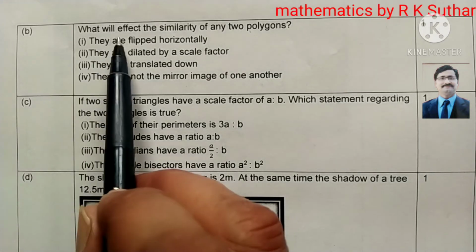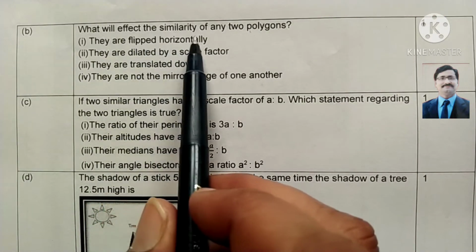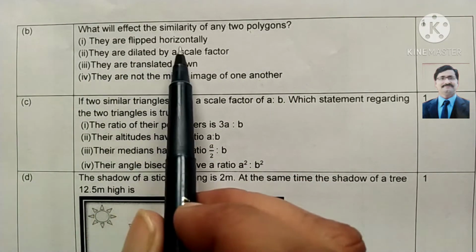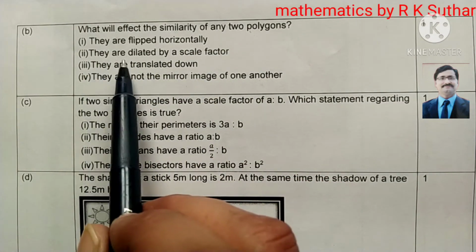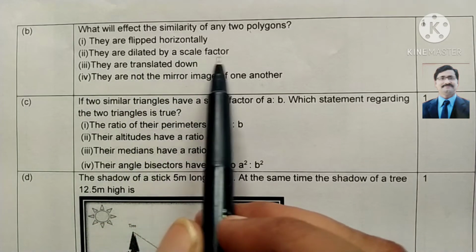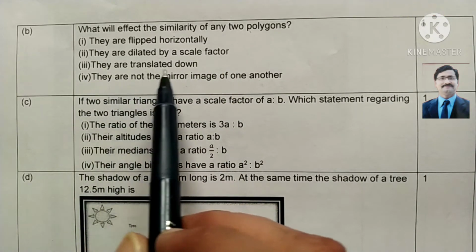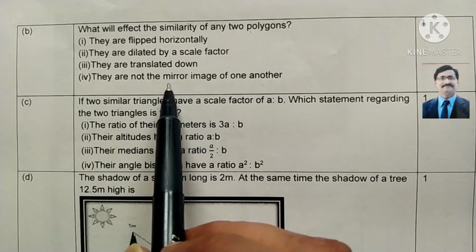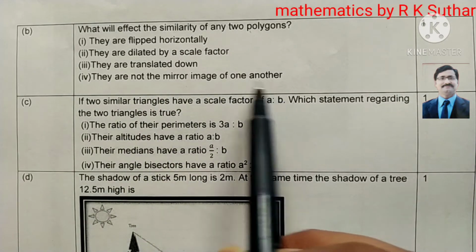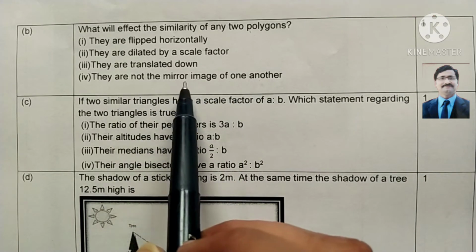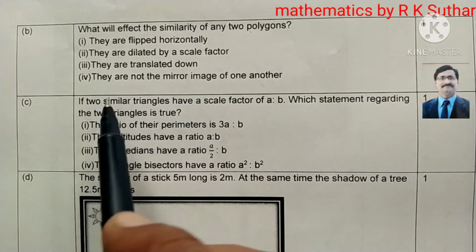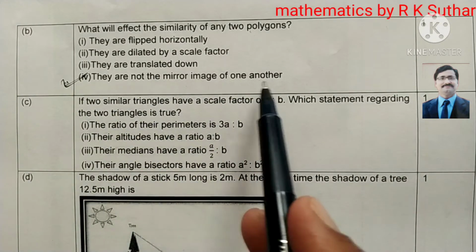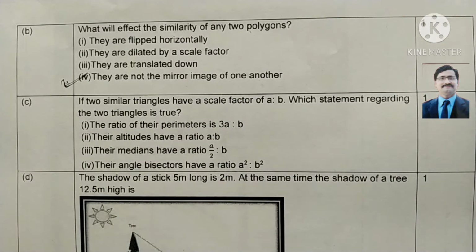Next question is what will affect the similarity of any two polygons. Look here, they are flipped horizontally. They are dilated by a scale factor. They are translated down, and they are not the mirror image of one another. So this is the effect here. This is the fourth. Okay, fourth is different in this.